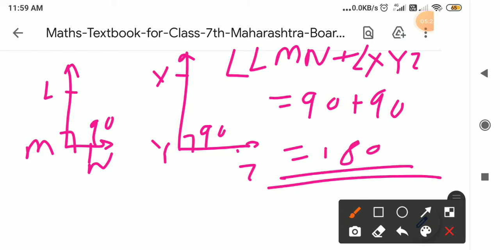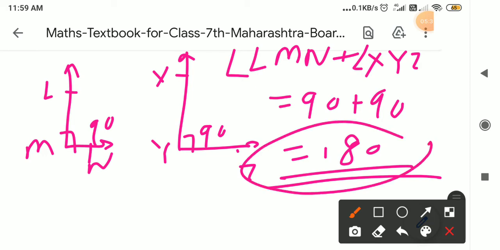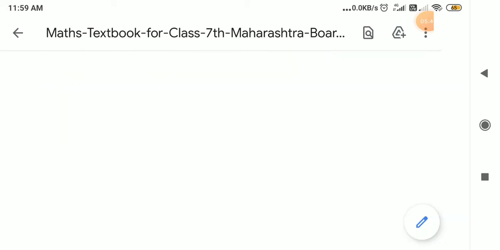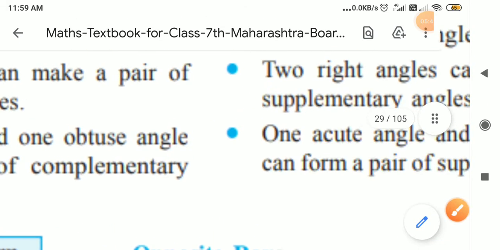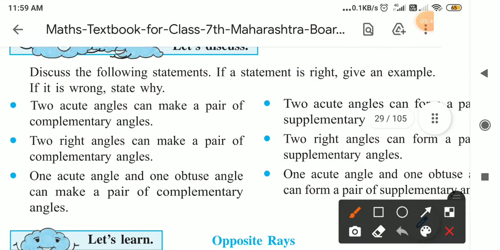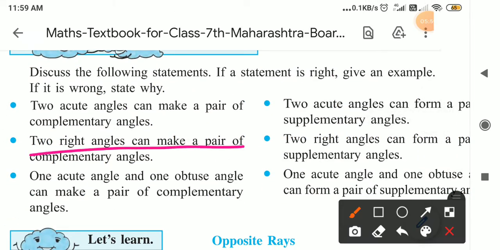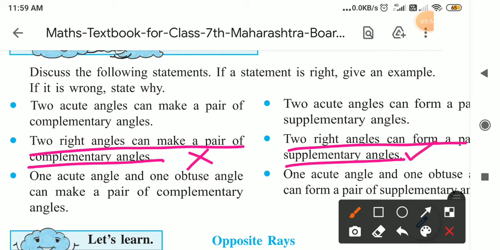So tell me, what is the definition of complementary angles? If the sum of the measures of two angles is 90 degrees, then they are complementary angles. But here the sum is 180, and that's why it is a supplementary angle. So here the statement that two right angles can make a pair of complementary angles is wrong, and the statement that two right angles form a pair of supplementary angles is correct.